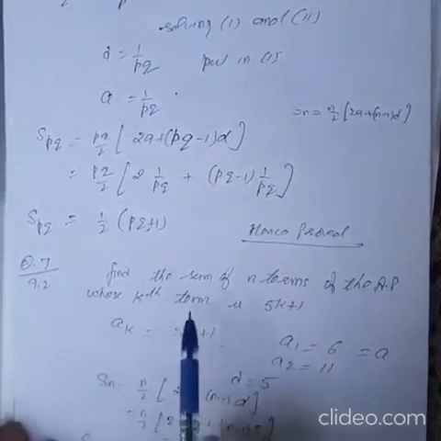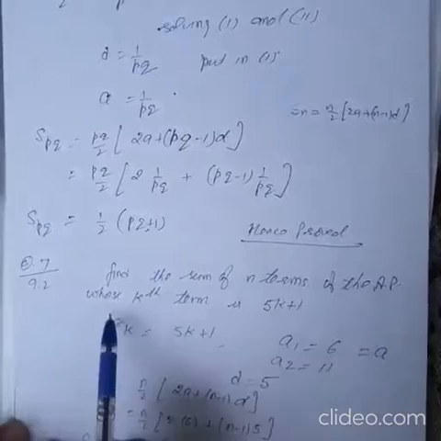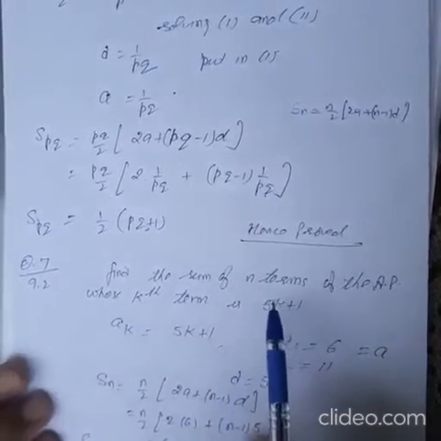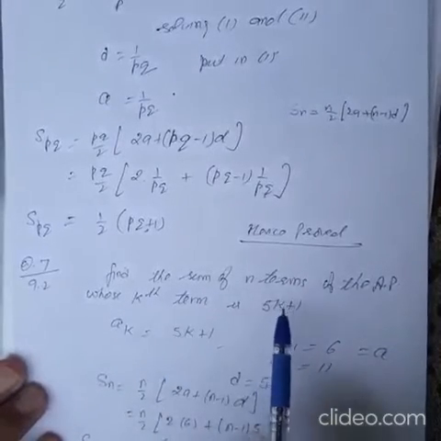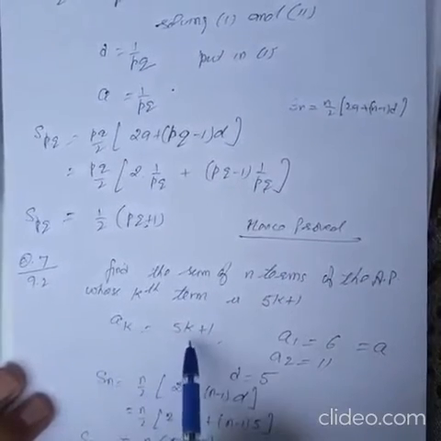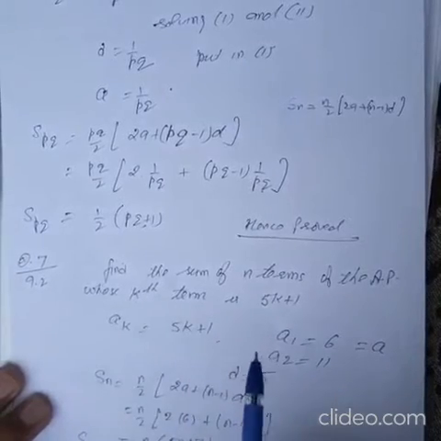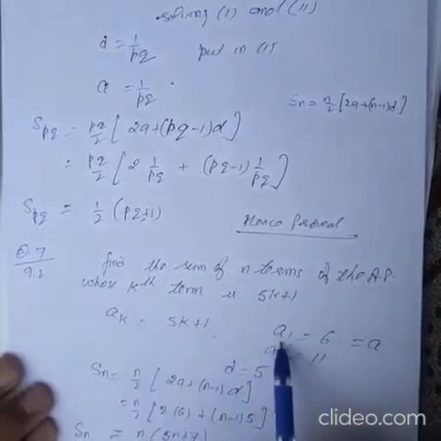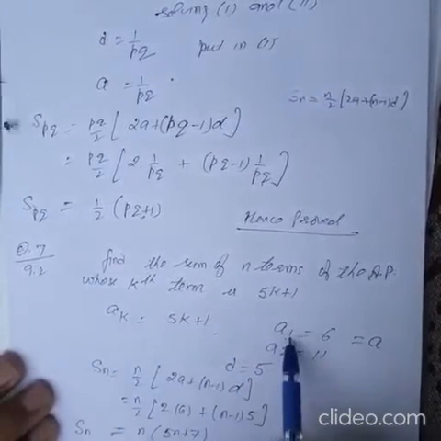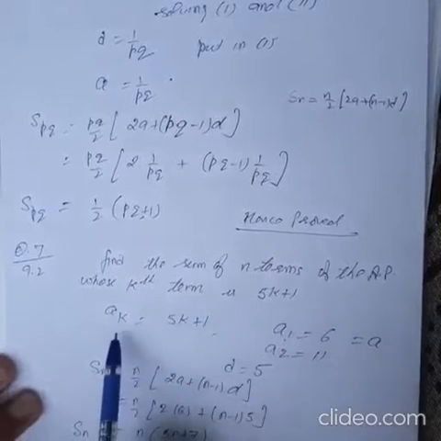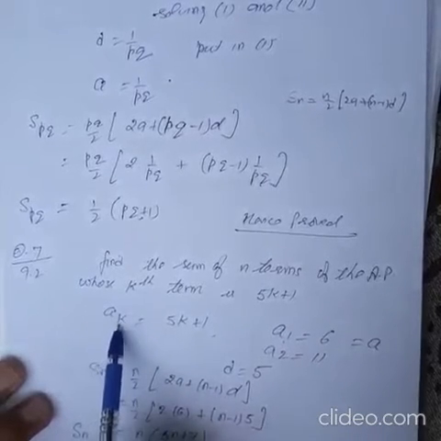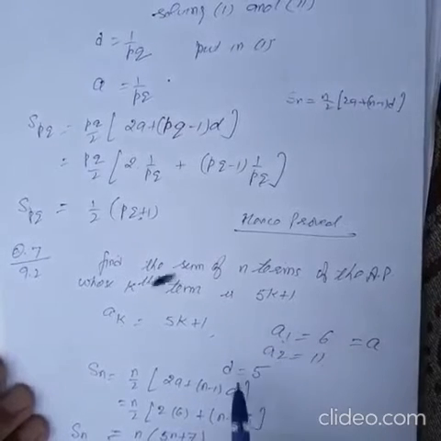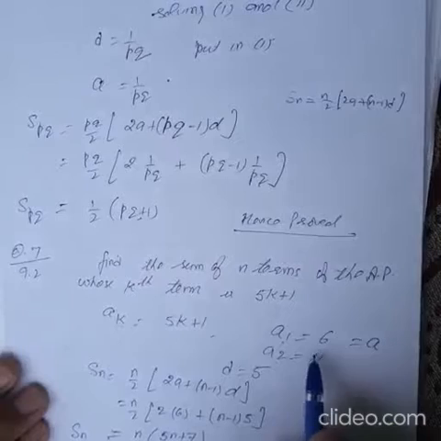Question number 7 now. Find the sum of n terms of AP whose kth term is 5k plus 1. We want the sum of n terms. So it means AK is given to us as 5k plus 1. We will find out first term and common difference. So A1, if you substitute k by 1, will be equal to 6. A2, second term, substitute k by 2, so A2 will be 11. Using second term and first term, we can calculate D using A2 minus A1.